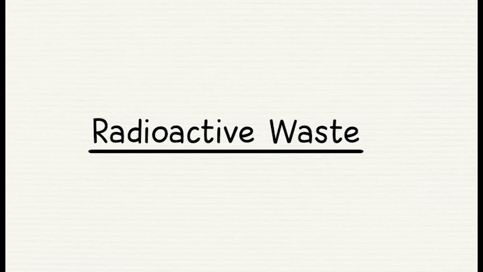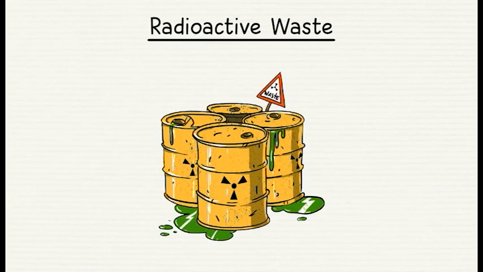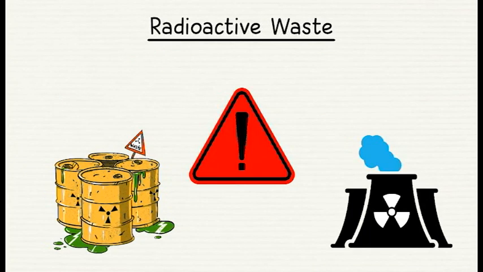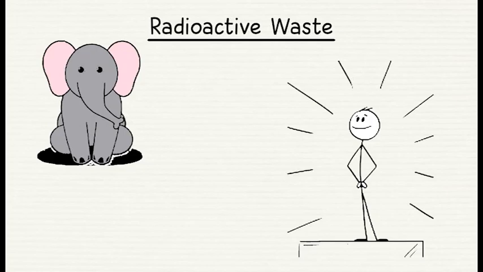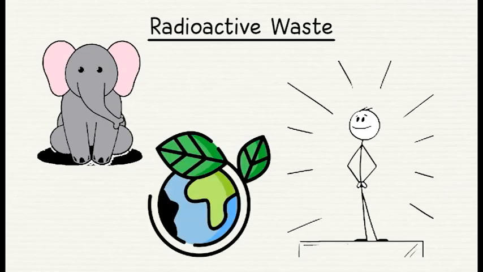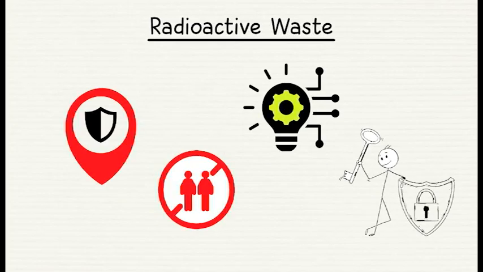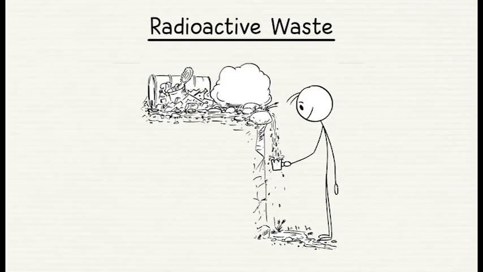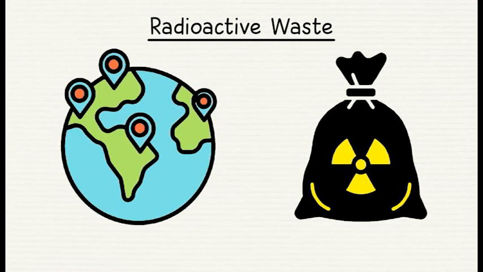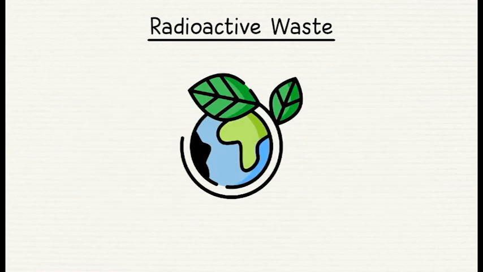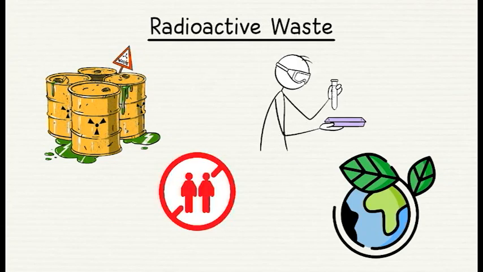Radioactive waste. Radioactive waste is one of the biggest challenges of nuclear energy. The waste produced from nuclear power plants is extremely dangerous and remains radioactive for thousands of years. If not handled properly, it can harm humans, animals, and the environment. Safe storage and disposal require advanced technology, strict safety measures, and secure locations to prevent leaks or contamination. Managing nuclear waste is costly and complicated, and many countries still struggle to find permanent disposal solutions. Because of its long-lasting nature, radioactive waste continues to raise serious concerns about the long-term safety of nuclear power.